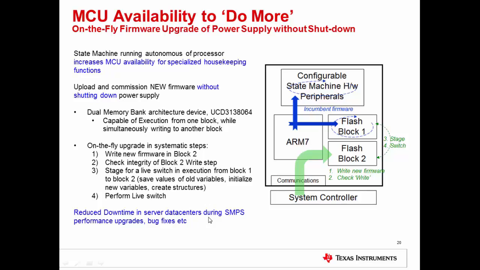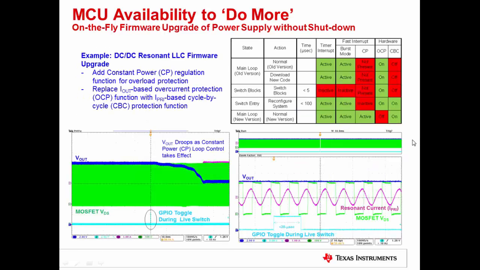The key benefit of on-the-fly firmware upgrades is it helps IT service providers to reduce downtime in server data centers when the switch mode power supply has to be upgraded with a new firmware for either performance upgrades or bug fixes. Here is a demonstration of the on-the-fly firmware upgrade function in a DC to DC resonant LLC converter.